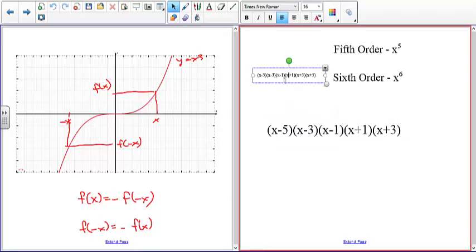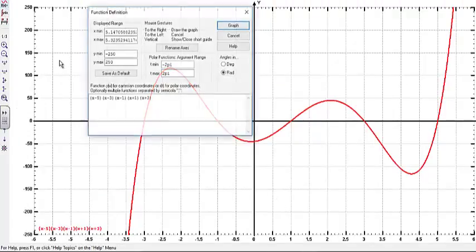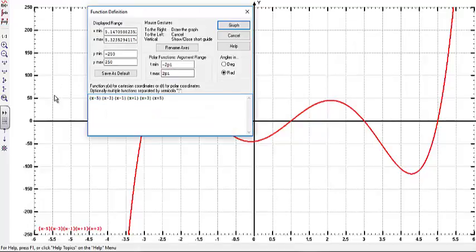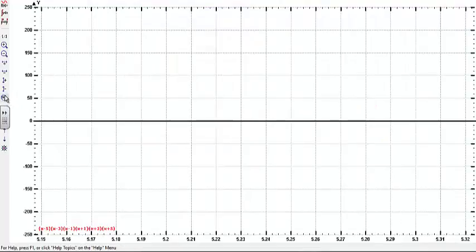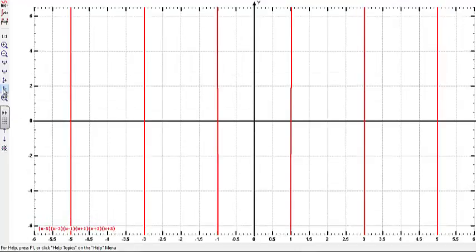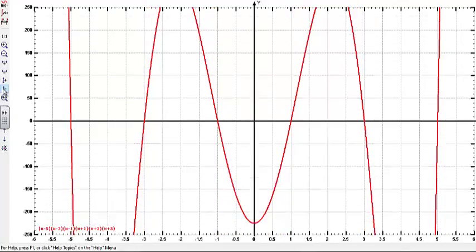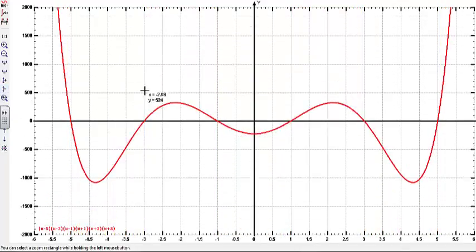Now if I take this other function here, which has 6 factors, and I copy that to the window here, because it has 6 factors, it's an even function. Let's zoom out. So you can see the end behavior for an even function goes in the same direction. If it's plus x to the 6th, then it goes upward, both to positive infinity.